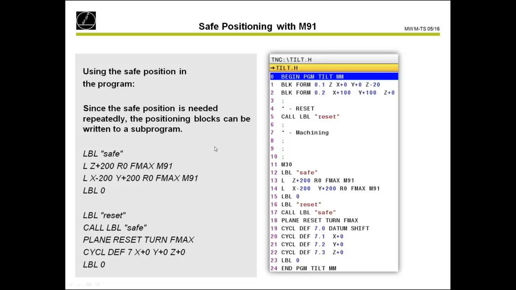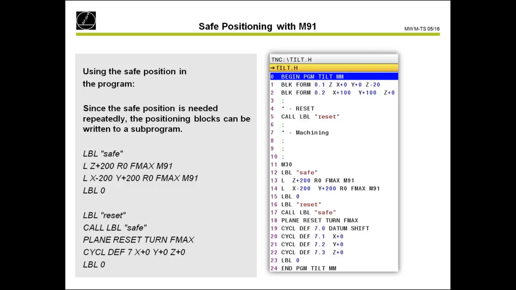And these values we can use in our program. For example, we can program a label safe, because we always need the safe position for our tilting. Before we tilt, we need to go to a safe position. Before we reset, we need to go to a safe position. So it is good to just program it as a sub-program with a label safe.